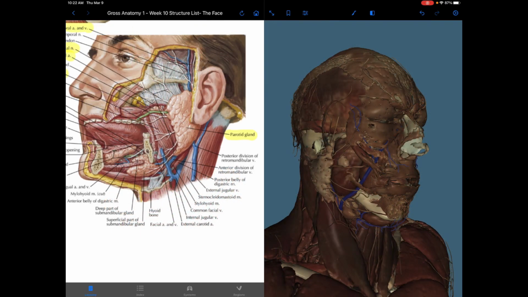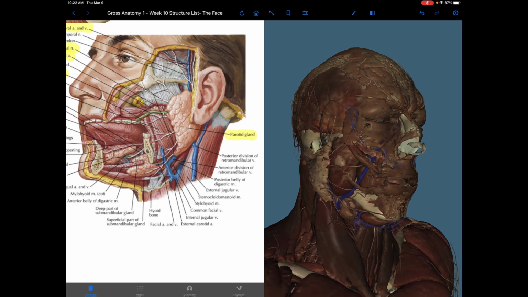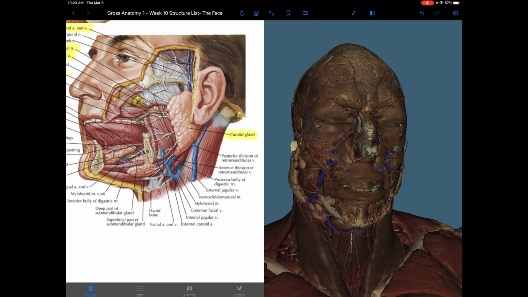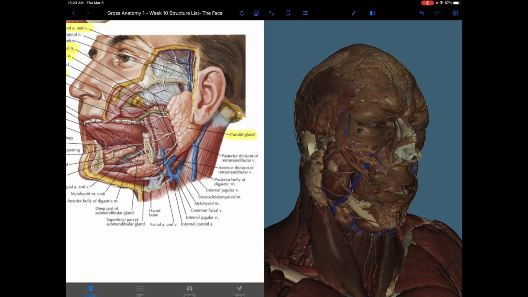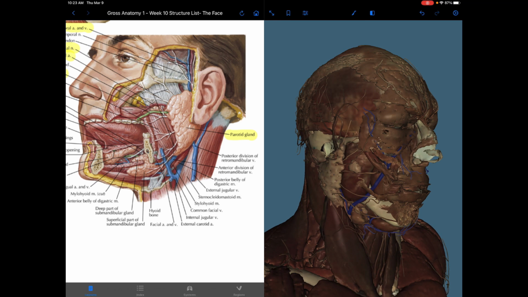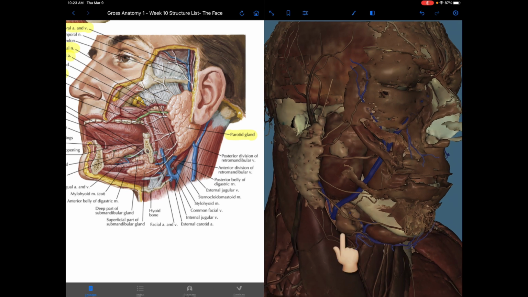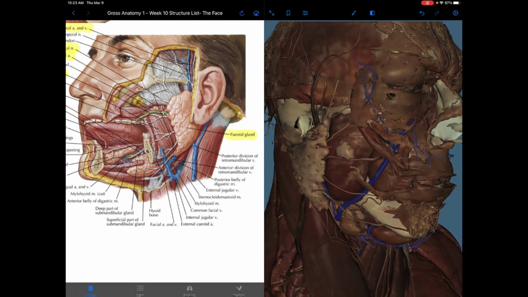As for the veins in the face, they follow a similar pattern as the arteries. The facial branches of the ophthalmic, maxillary, and superficial temporal arteries are accompanied by the corresponding veins. So in here we have the facial vein, and this one begins as the angular vein at the medial angle of the eye, and it descends posterior to the facial artery to the inferior border of the mandible. It crosses superficial to the submandibular gland, and it joins the anterior branch of the retromandibular vein.